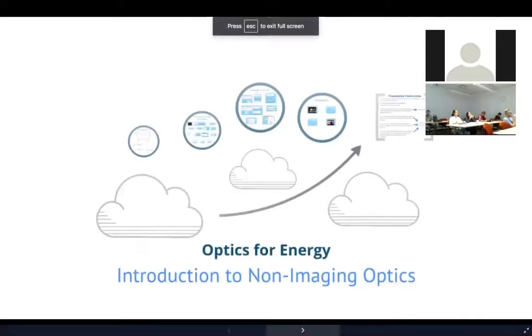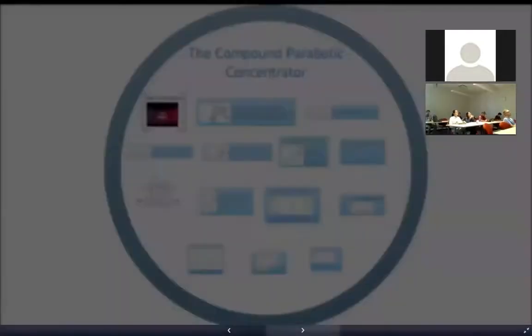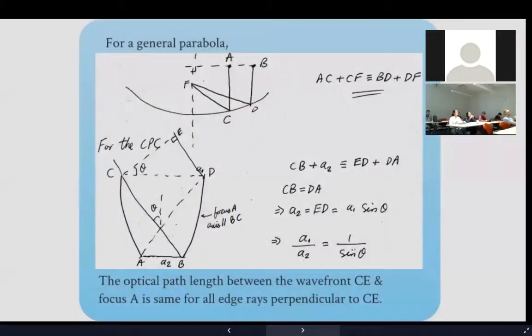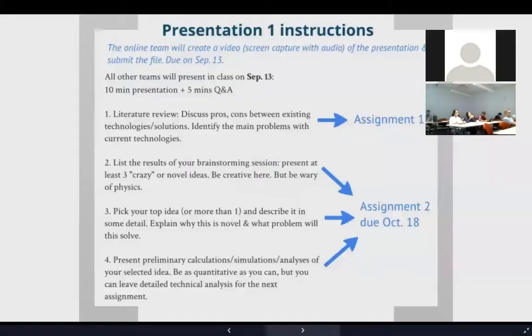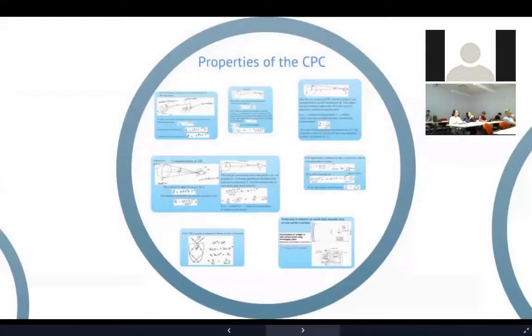Let's get to where we are. We skipped through all this stuff. We talked about what a CPC is, so this is kind of where we stopped.